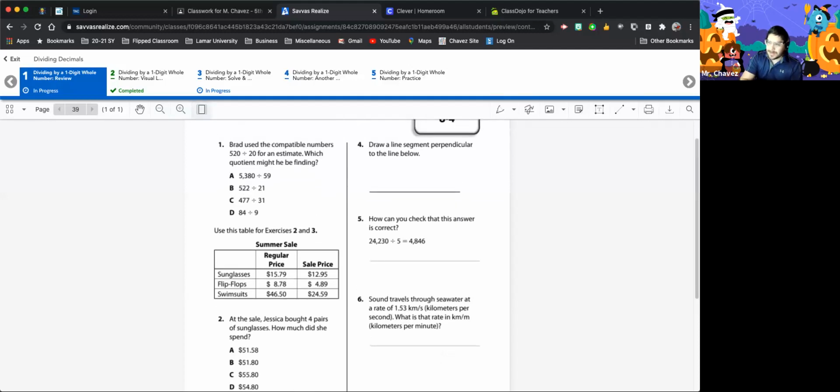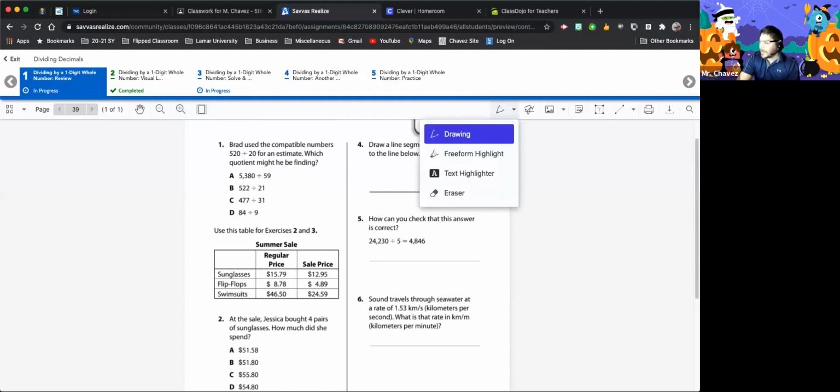So right here on the top, you guys have your tools. We have a magnifying glass. And then right here with the little pen, when you click the down arrow, you'll have these options. You'll have a text highlighter, an eraser, and a freeform highlighter. If you want to erase anything, you got it right here. The drawing tool, everyone should click this right here, the drawing tool.